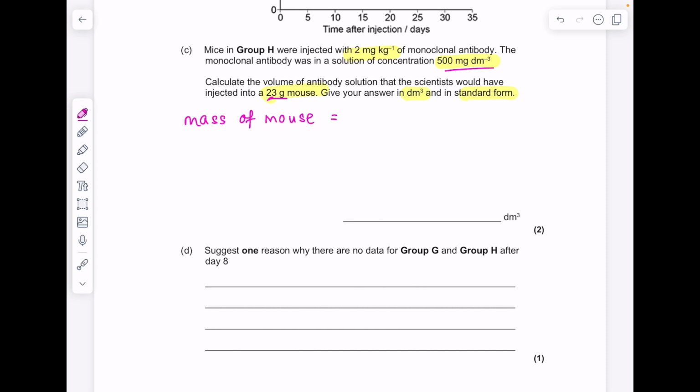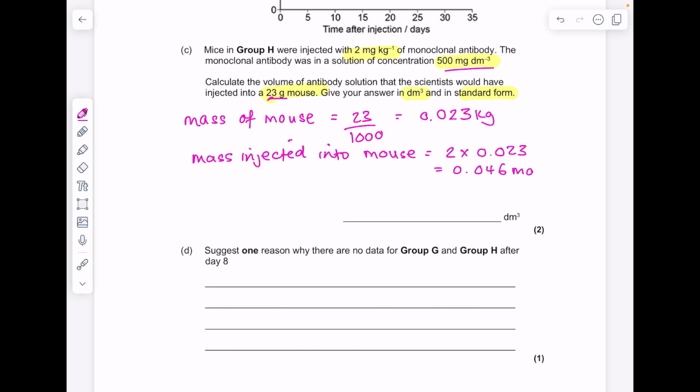So we just take that 23 grams and divide it by 1,000. Then looking more closely, we know that they're injected with 2 milligrams per kilogram. So we need to multiply that by 2 to find the mass injected into the mouse. And then lastly, we know we're looking for a volume of antibody solution. Our answer needs to be in decimeter cubed. Now we need to pay super close attention to our units. We know that the concentration of the monoclonal antibodies was in milligrams per decimeter cubed, so we need a way of cancelling out our masses in order to get, in effect, a volume. So I'll show you that now.